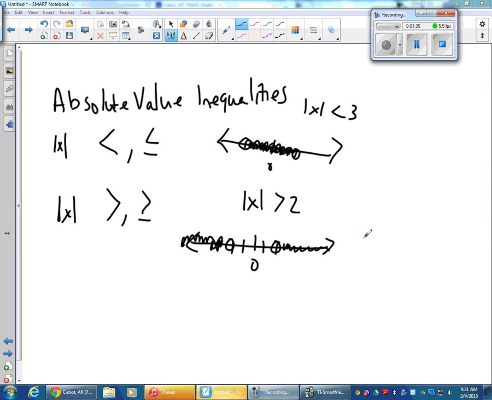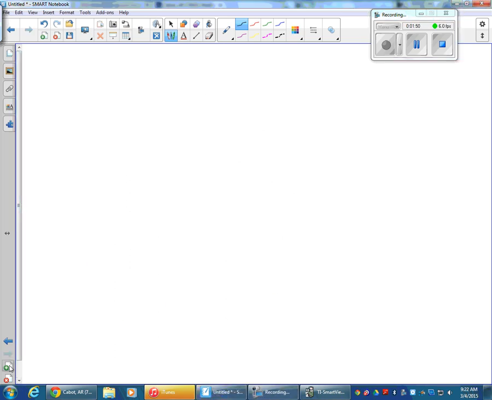Let me go through a few of the examples that they give you in your book. They want us to graph it and write our answer in interval notation. That's something we need to go back over, how to write our answers in interval notation, and we'll talk about that as we go through some problems. So let's take a look.